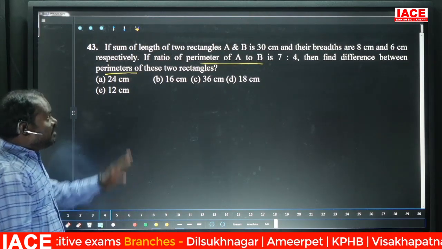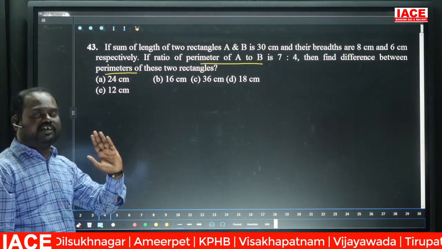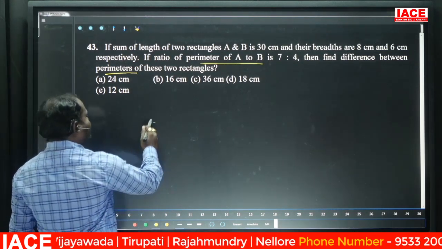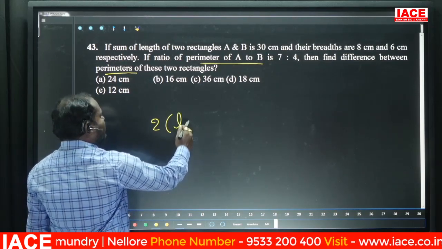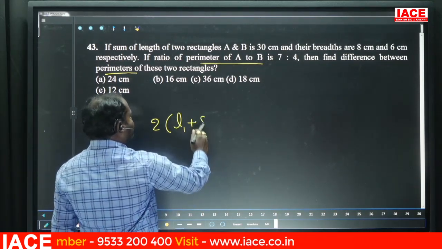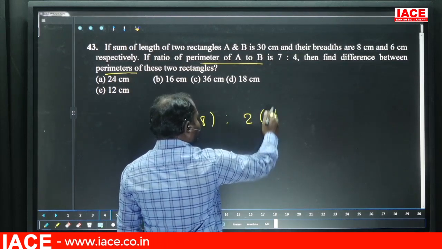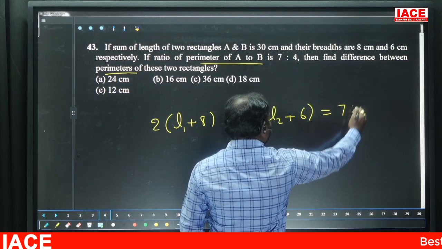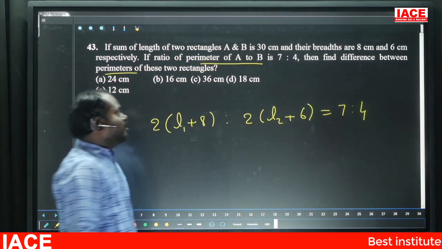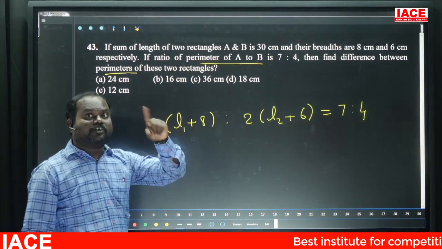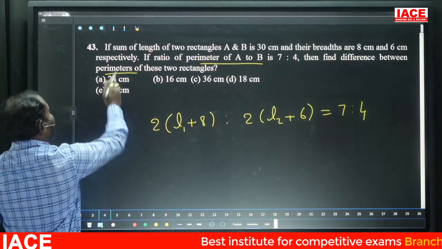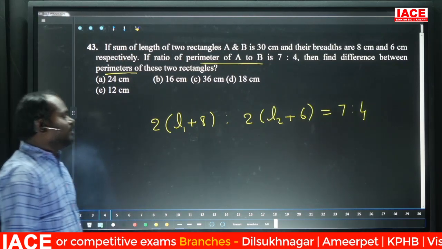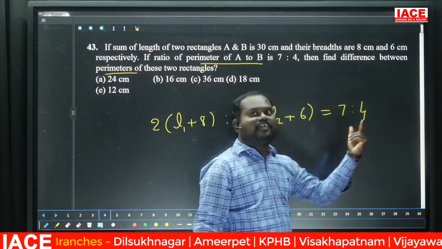Now, the given ratio is the perimeters ratio. For a rectangle, the perimeter formula is 2 into (L plus B). For the first, 2 into (L1 plus 8), and for the second, 2 into (L2 plus 6), which is equivalent to 7 to 4. The question asks for the difference between perimeters, while the ratio is given, so the options indicate the difference. The difference is 3 parts.